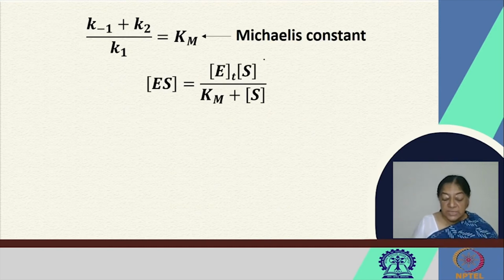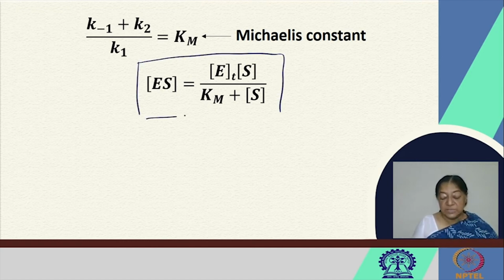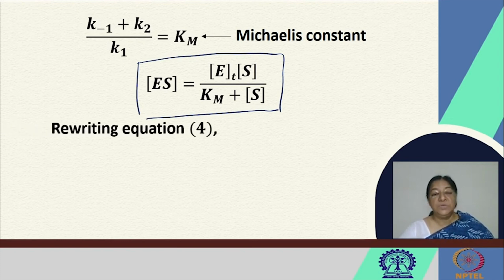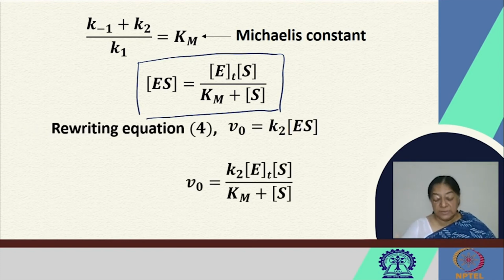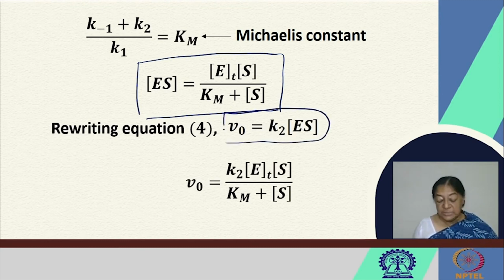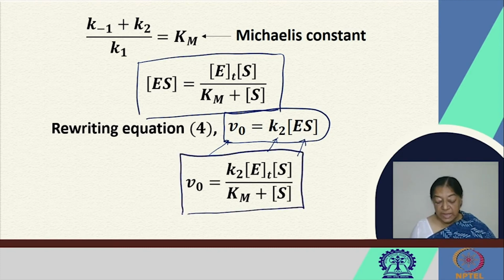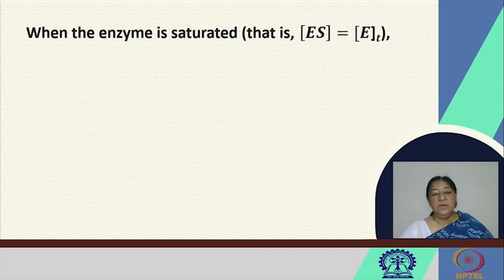This Michaelis constant is given by, therefore, this expression, which we will look at in more detail to understand the expressions. So if we rewrite equation 4, which is this, where we had our V0, that is the initial velocity, given as k2, that is the second step, times the ES complex, we can get an expression that is equal to this. This helps us in an understanding of the enzyme substrate formation.